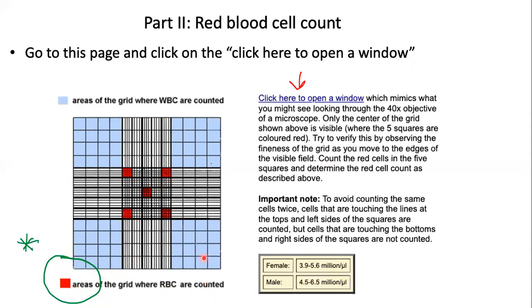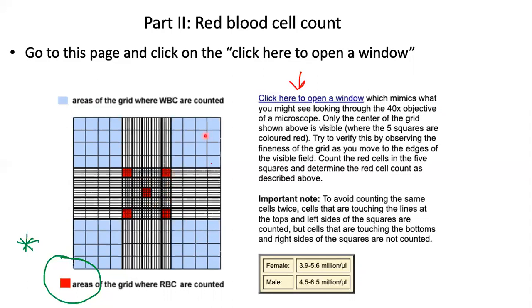If we were doing this with real blood and we were counting white blood cells, we would actually count the blue areas. So we would count the white blood cells in this one, in this one, in this one, and in this one. It's really interesting. If you remember, why do we have two different grids? There are way fewer white blood cells than red blood cells, and so you need to make the grid smaller because there are way more red blood cells. So you're going to magnify that.